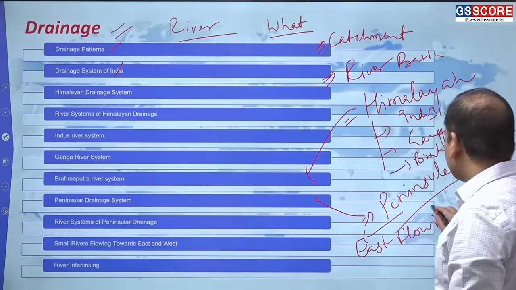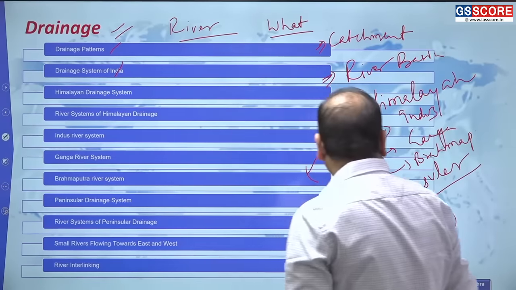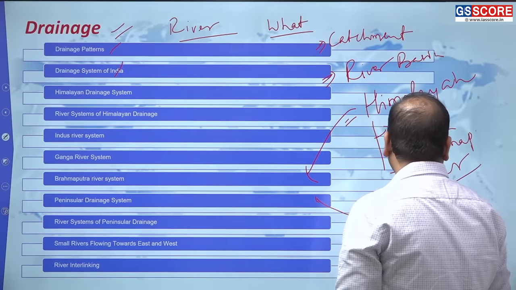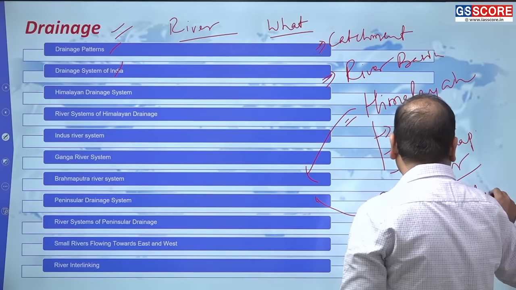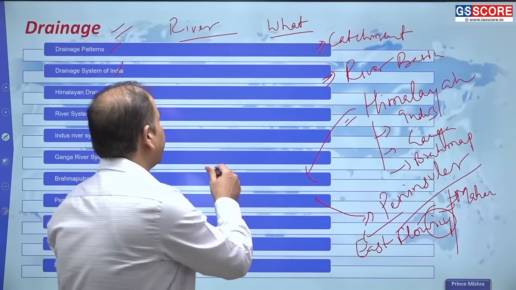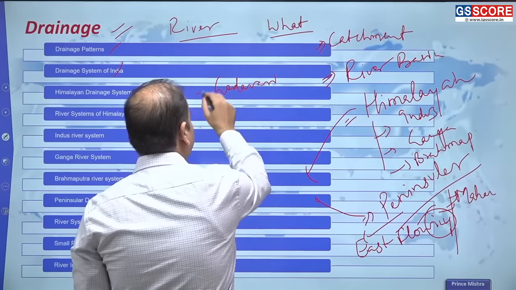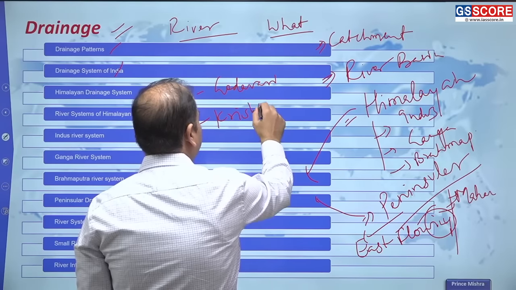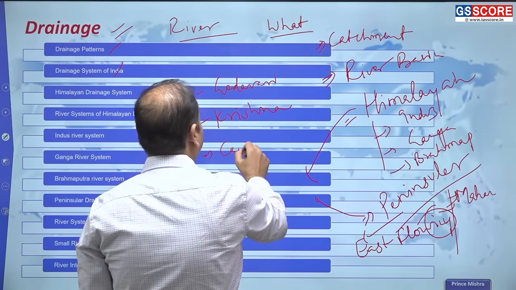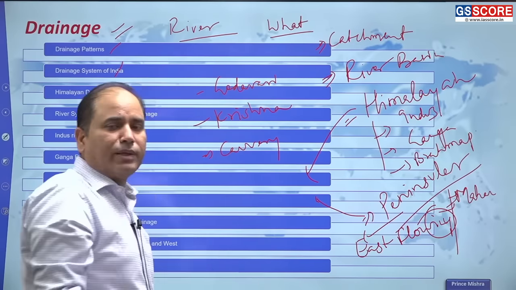Now when you look at the east flowing river systems, what are the main rivers that are part of it? Under the east flowing river system you will find the Mahanadi river system, Mahanadi and its tributaries. Then the Godavari river system, Godavari and its tributaries. We have the Krishna river system and the Kaveri river system, with their tributaries. These are the main river systems flowing eastward, draining into the Bay of Bengal.